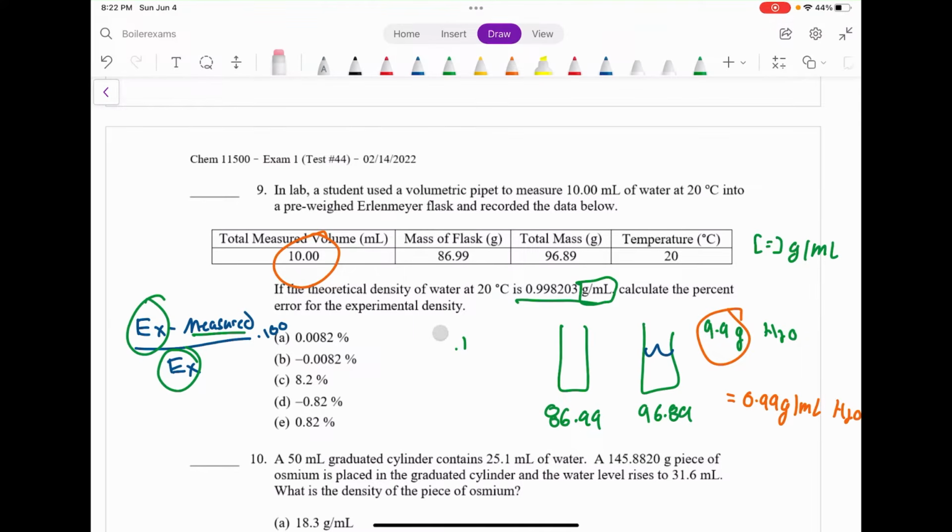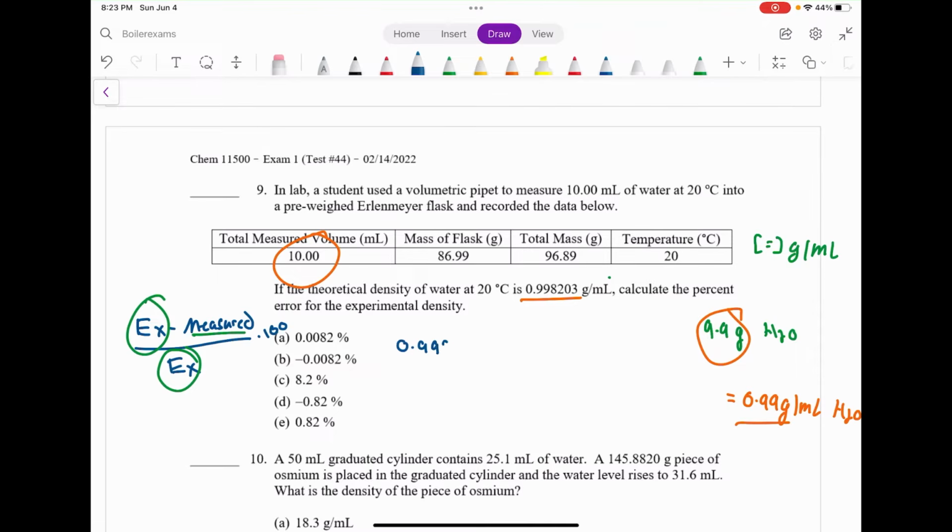So now let me erase this mess. The expected was this value. This is our measured. So let's do that. 0.998202 minus 0.99 all over 0.998202 times 100. Okay, let's put that in our calculator.